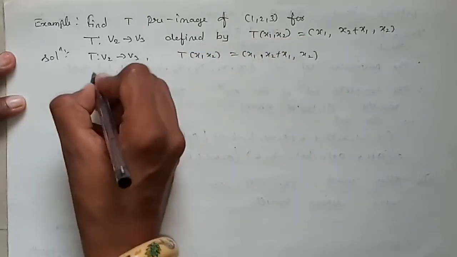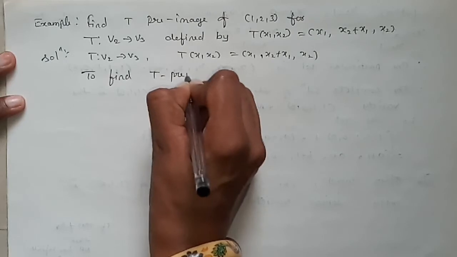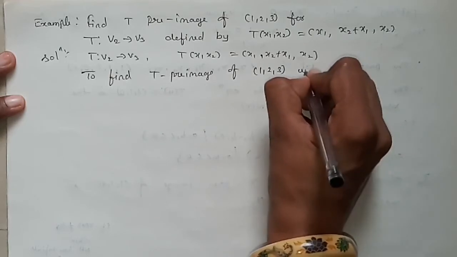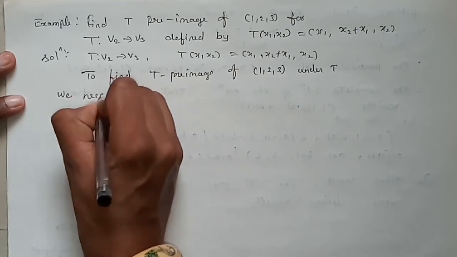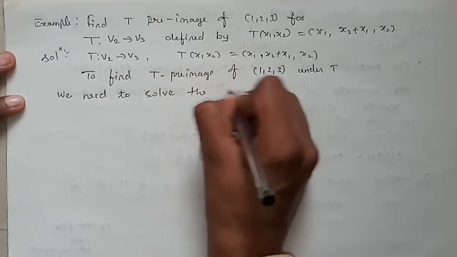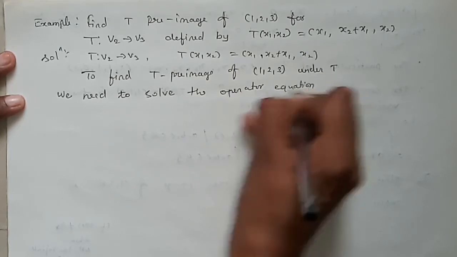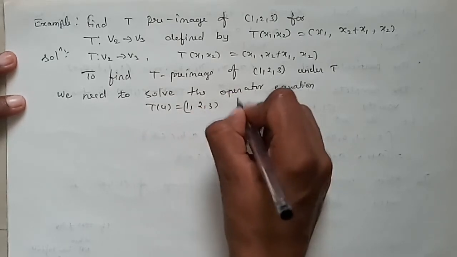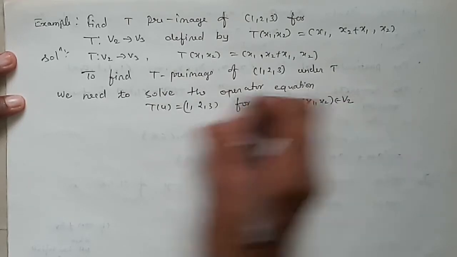So first of all, to find the T pre-image of (1, 2, 3) under T, we need to solve the operator equation T(u) = (1, 2, 3) for u = (x1, x2) belonging to V2.